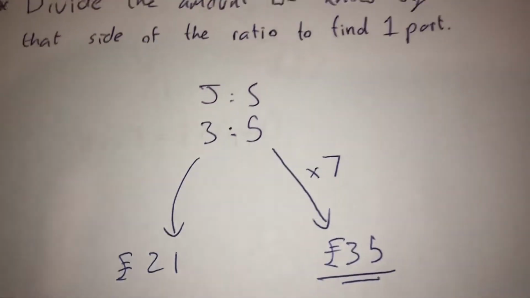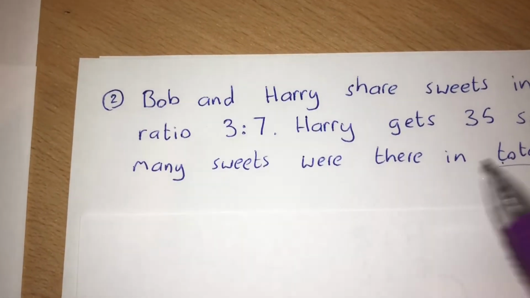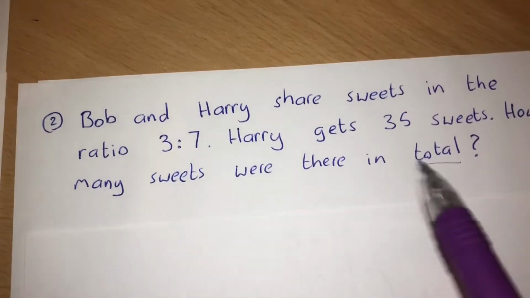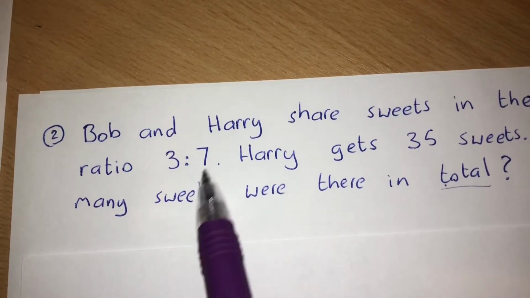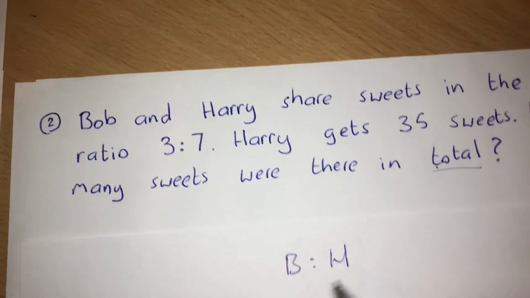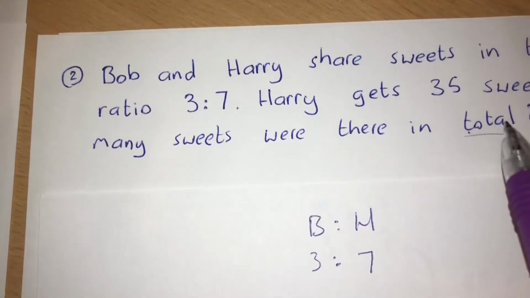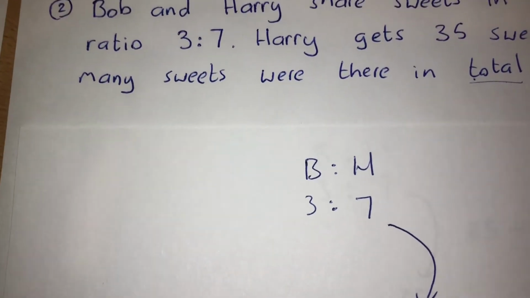Okay. We'll look at a second example quite similar, only this time we're not asked the other person's amount, we're asked to find the original total. Okay, this time we're dealing with sweets. We're dealing with Bob and Harry, who share sweets in the ratio of 3:7. So again, just keeping that in mind, Bob to Harry is in the ratio of 3:7. Harry gets 35 sweets.